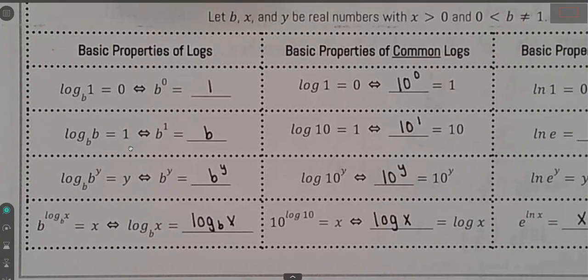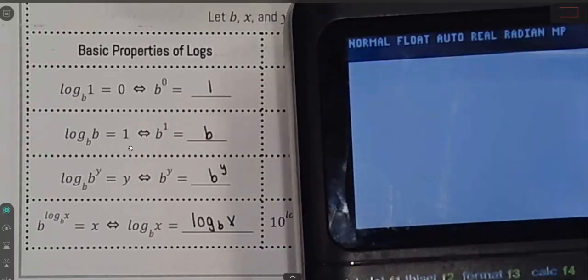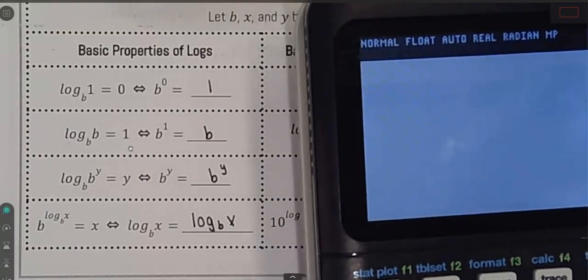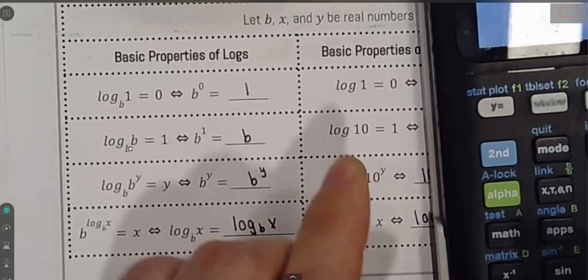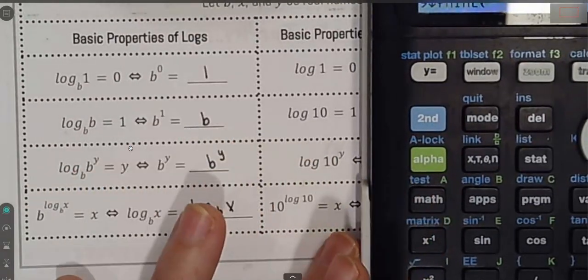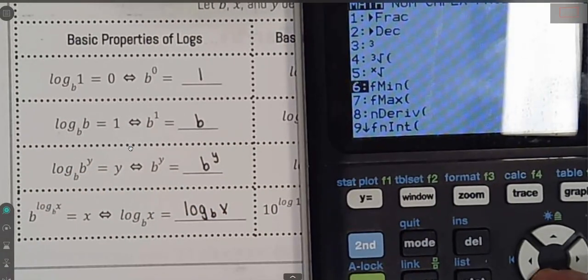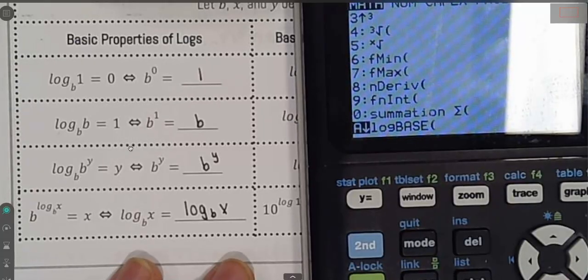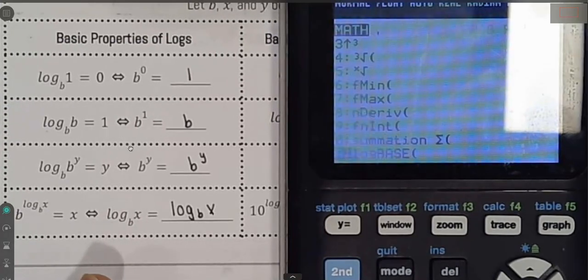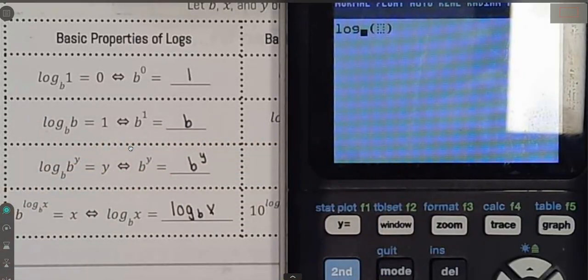Yes, you did. So we're going to do more with it. I want to remind everyone how to use logs first. Did you learn how to do logs in your calculator? Okay, so just a reminder, if you hit math, log is A, and then you can type in the base and the number.